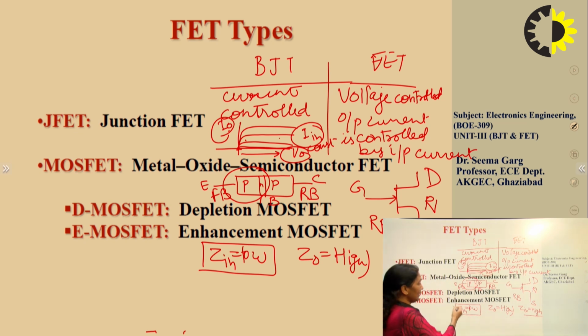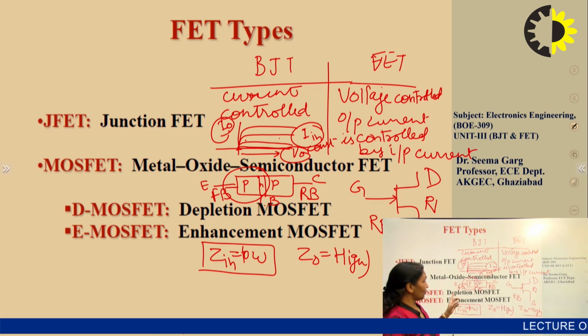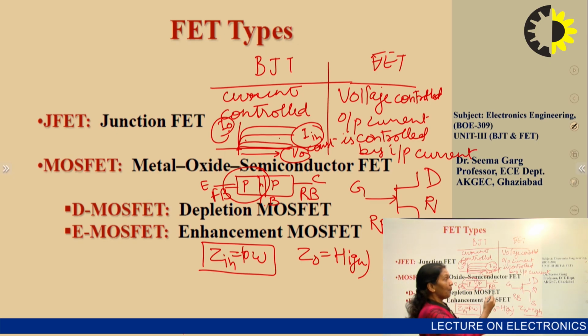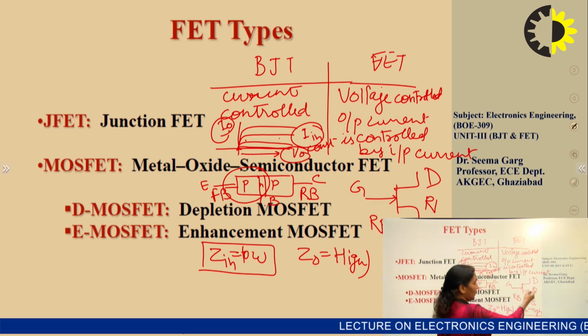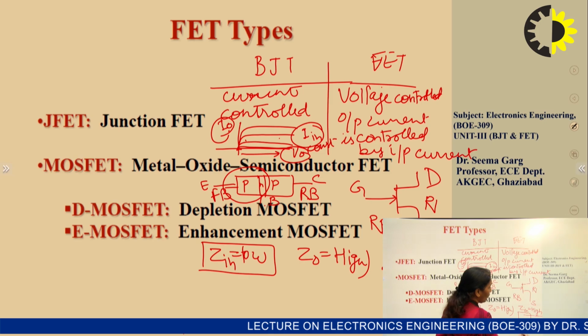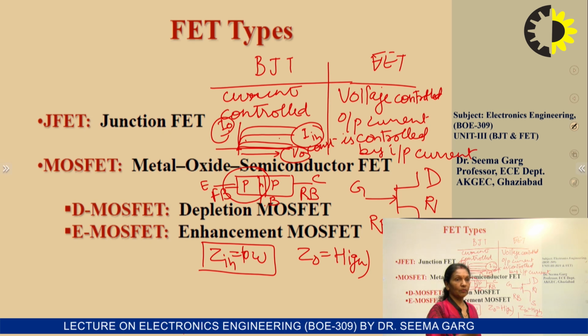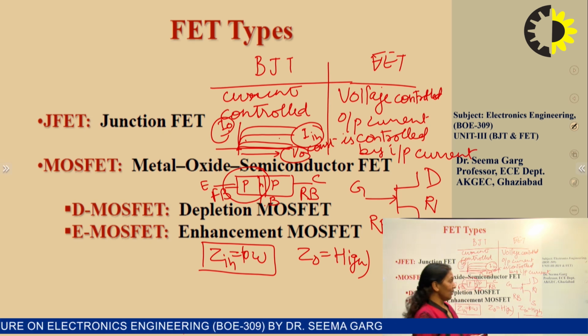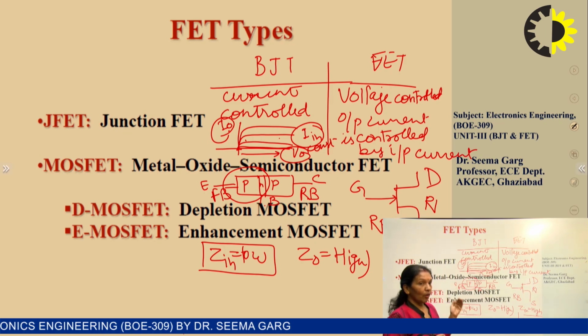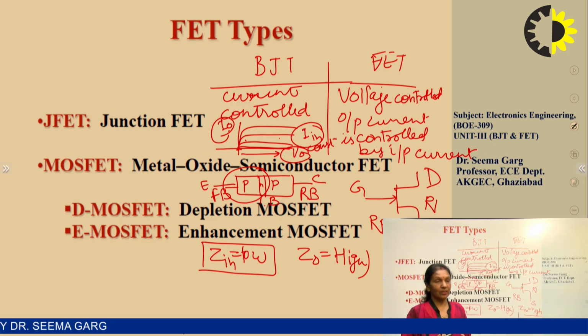The next difference is that there are 2 junctions in the BJT. Because of that, the charge carriers crossing the junction cause more noise in the bipolar junction transistor. But in the field effect transistor, there is only one channel, N type or P type. So there is no junction in the path of the charge carriers, and for that reason the noise is less. So the noise immunity is high in the field effect transistor, and low in the bipolar junction transistor.